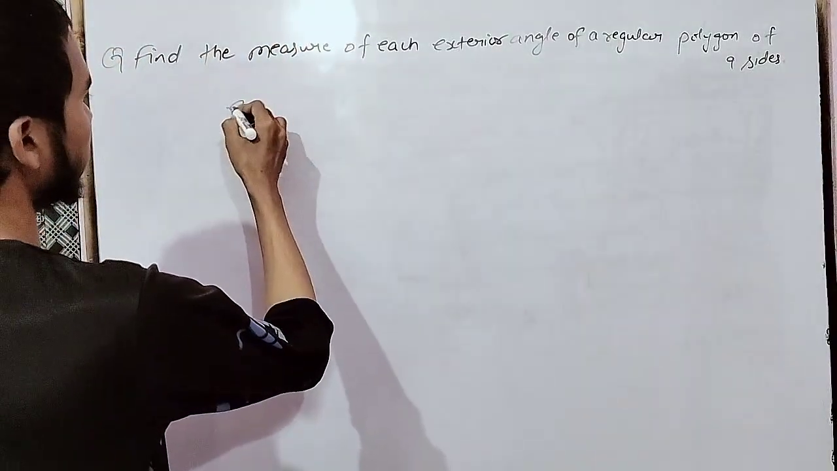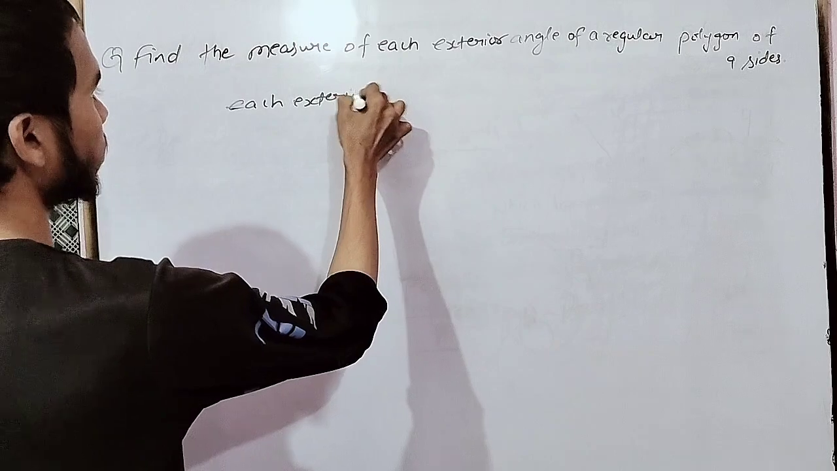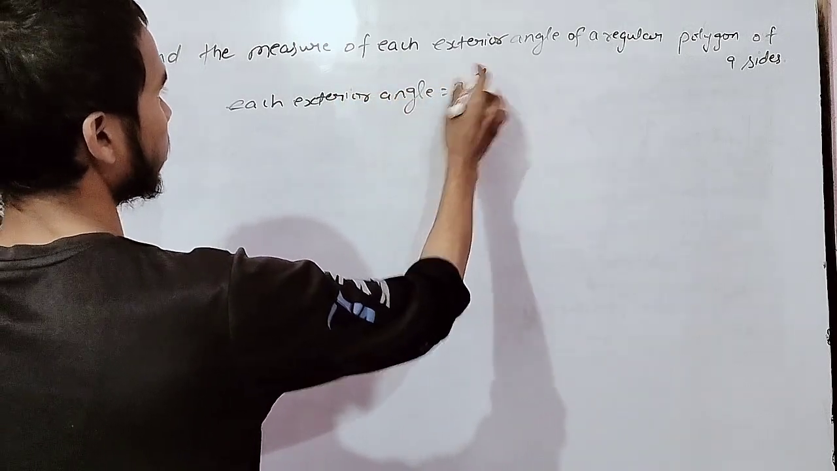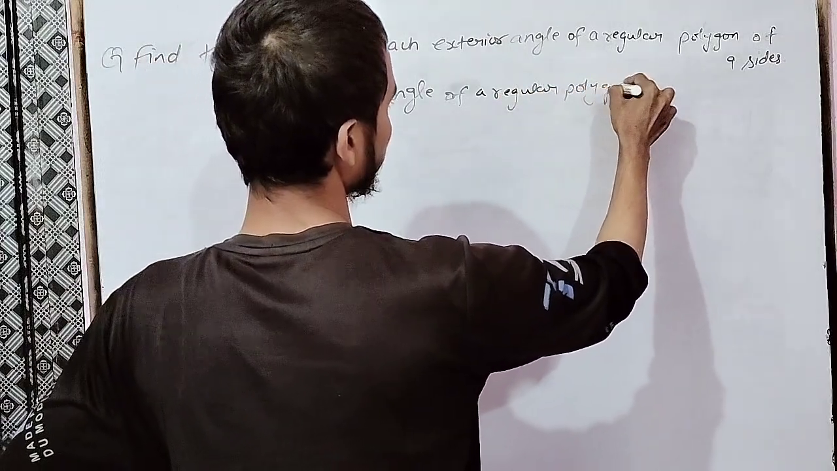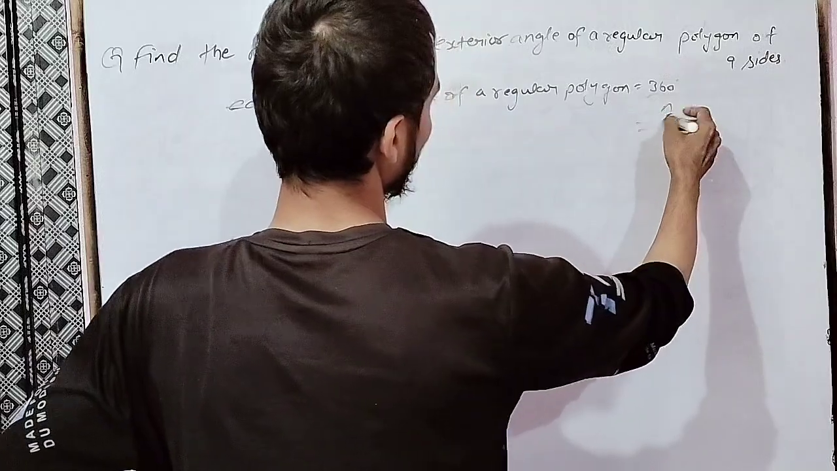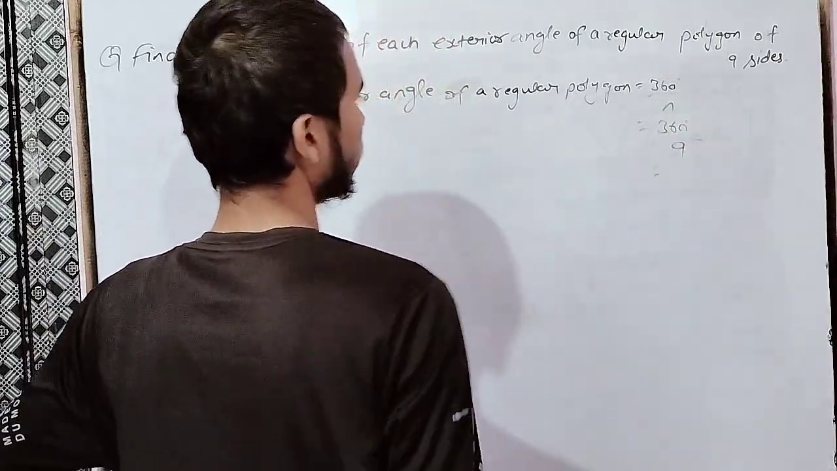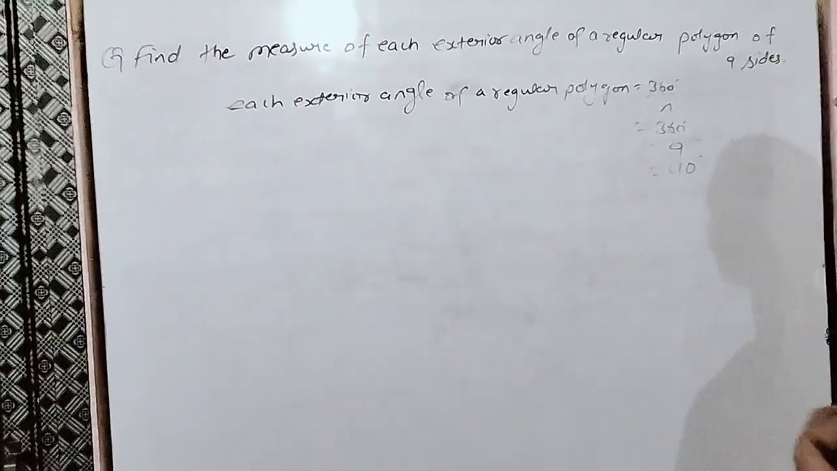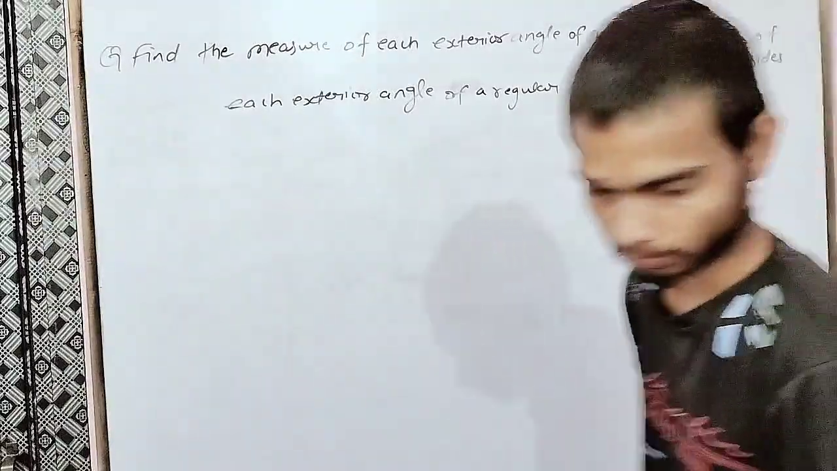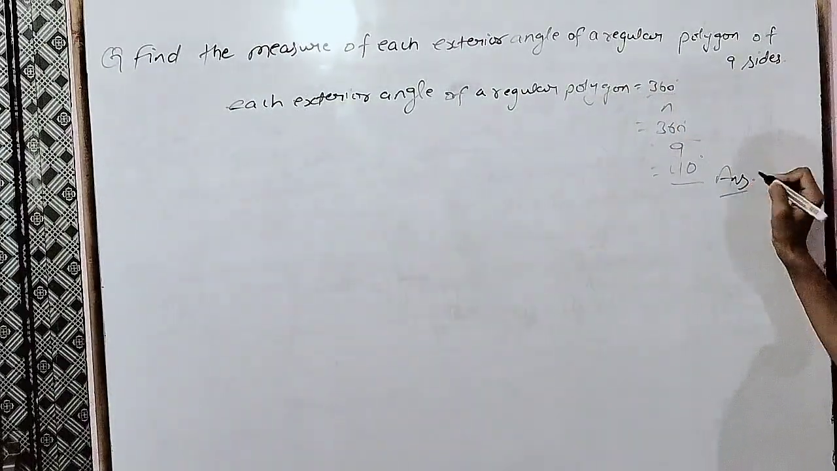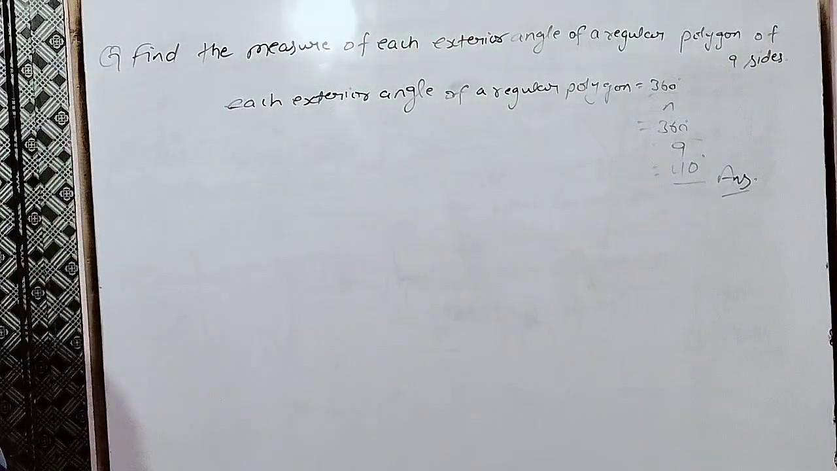Each exterior angle of a regular polygon: this is the formula, 360 upon 9. 9 fours are 36, so 40 degrees. The value of each exterior angle is 40 degrees. Yes, this is the final answer. You can see what the question is saying.